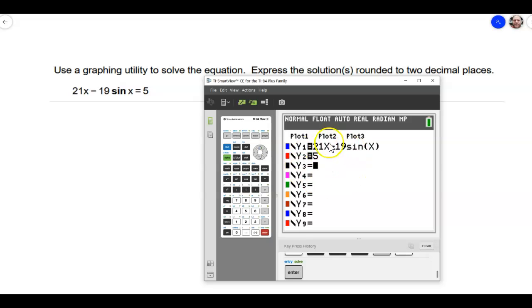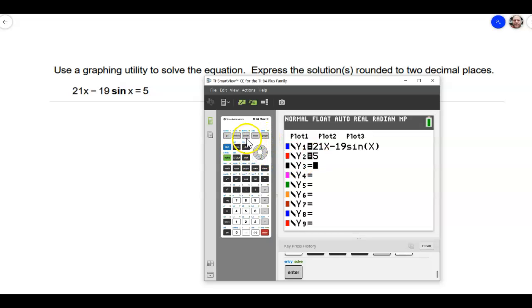And so I have two equations here. In order to find where these two things are equal, I can find the intersection of these two graphs. And that's what I'm going to do. However many intersections they have is how many points they have in common. All right, so let's go ahead and see if I can find this.